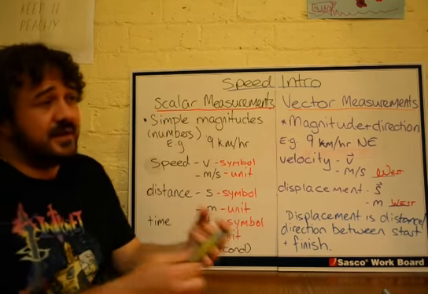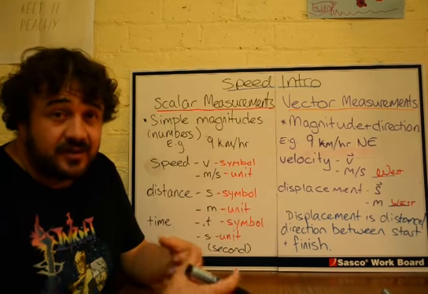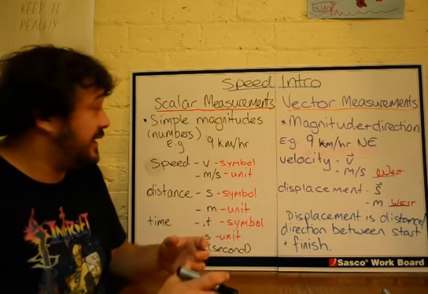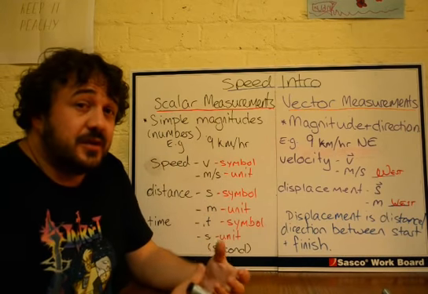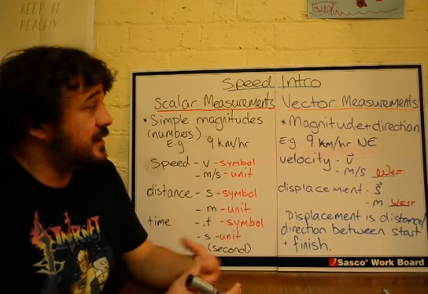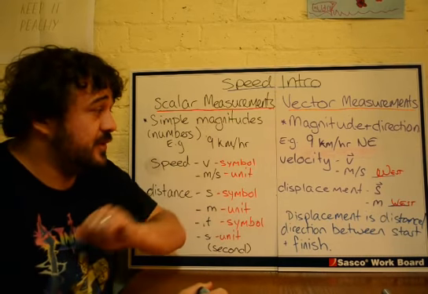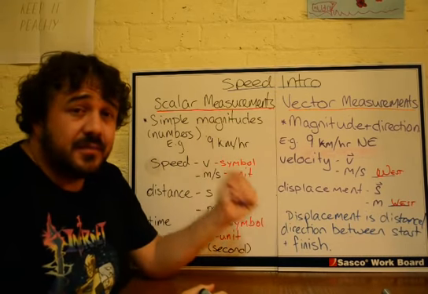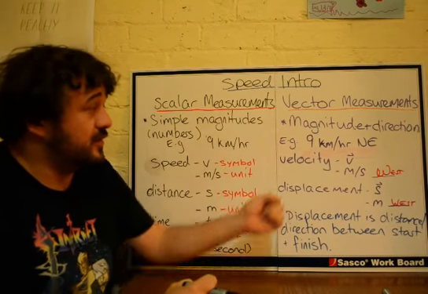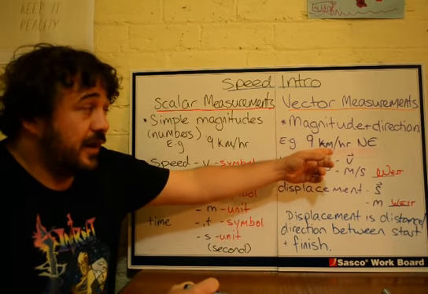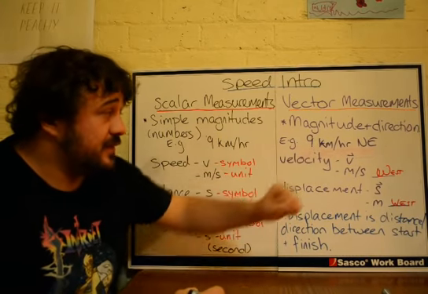Scalar measurements are simple magnitudes. Magnitude is just a number, a size. An example of this is 9 kilometers an hour. We've all seen this in the car. Now, a vector measurement has magnitude, so size, and direction. So 9 kilometers per hour northeast. And you see the difference, it has northeast.